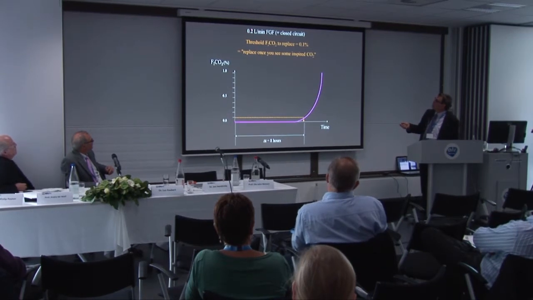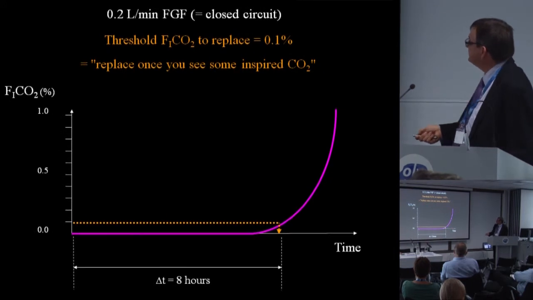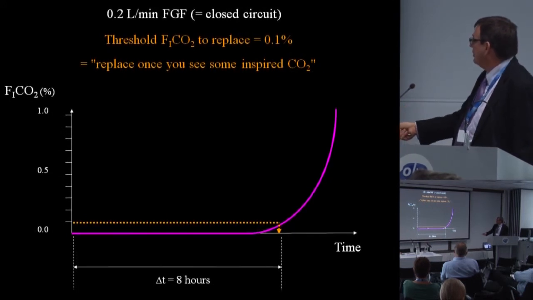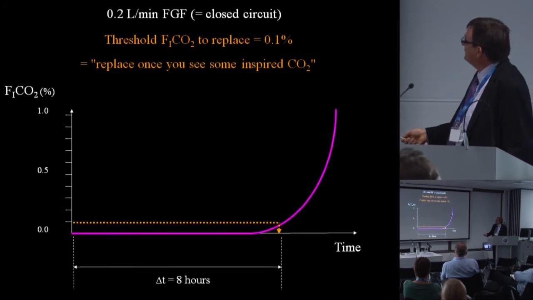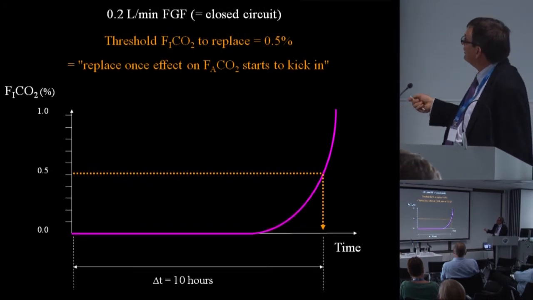We're using a fresh gas flow of 0.2 liters per minute, so closed circuit. This is time, and this is the inspired CO2. So the canister goes along, suddenly it starts to exhaust. And let's say, once I see just a tiny little bit of CO2, 0.1%, which is the limit of what's reported on the screen, on the monitor, I'm going to replace it. Well, then the canister lasts 8 hours. But now let's say I'm going to wait until the FiCO2 rises to 0.5%. Then the canister will last, for example, 10 hours. So clinically, I translate this into, I'm going to replace it once the effect on the end-tidal CO2 starts to kick in.